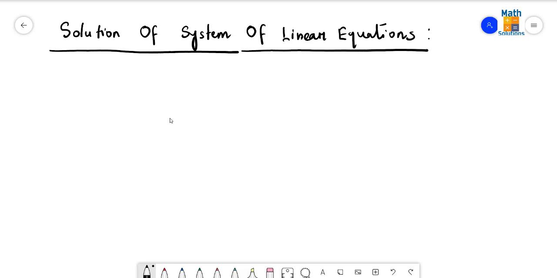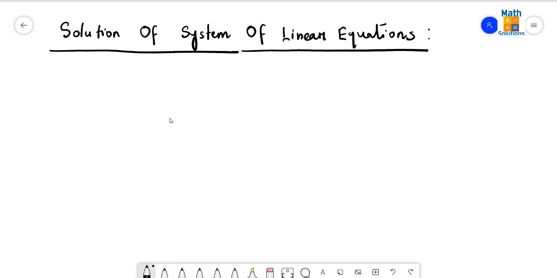Hello everyone. Through this video we are going to discuss how to solve a system of linear equations using the inverse of a matrix in exercise 4.6 in the chapter on determinants. But before starting with the exercise, we need to know the basic method to find the solution of a system of linear equations.